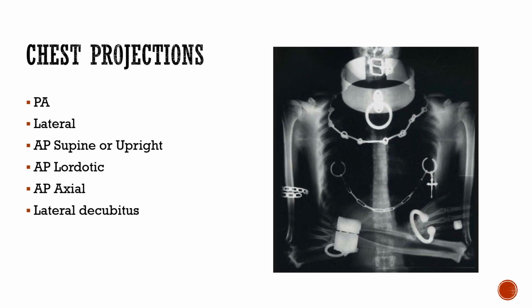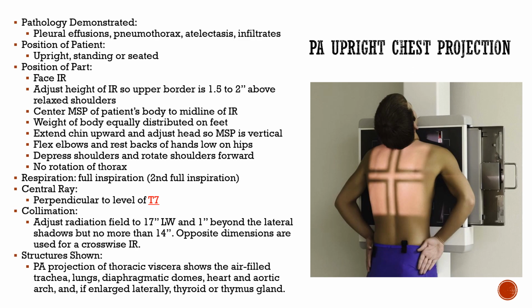Chest projections, we're going to take a look at the PA, the lateral, the AP supine or upright, the AP lordotic, the AP axial, and the lateral decubitus. You can also perform mobile radiography, which would be the same as an AP supine or upright. In the PA chest radiograph, which is your normal image as far as protocols, we're looking for pleural effusions, pneumothorax, atelectasis, or infiltrates.